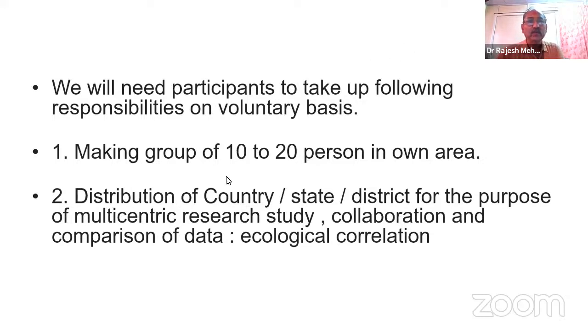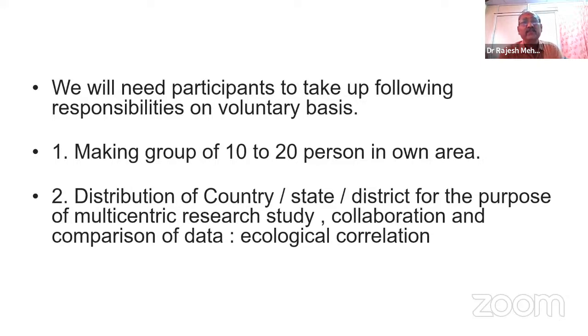Okay. So, there are 12 tips or 12 tasks which you can do on voluntary basis. First thing is make a group of 10 to 20 in your area, for example, students or college students or, let's say, staff working in the voluntary organization who would like to learn about epidemiology, statistics, etc.